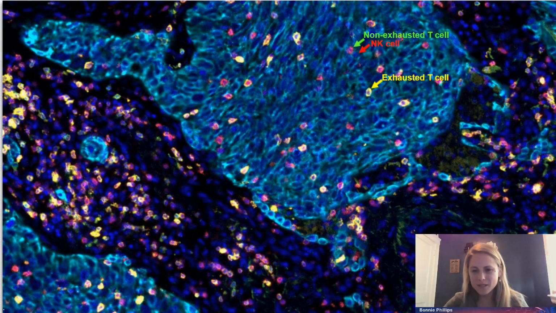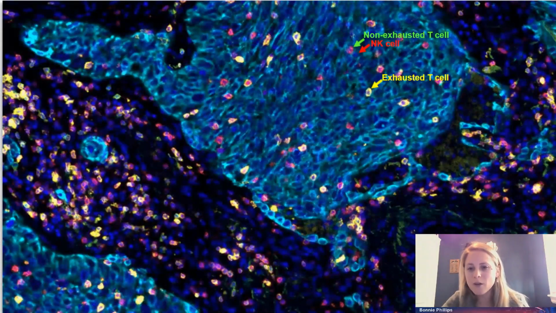we can easily differentiate these cell populations where we have CD3 in the red, CD45RO in the green, and PD-1 in yellow. So now looking at these 3 lymphocyte populations, we can easily differentiate them. In the red with the green text, we have our single positive CD3 cell. So this is our non-exhausted T cell. Below that, we have an NK cell. And then we have our exhausted T cell that's positive for both CD3 as well as PD-1.